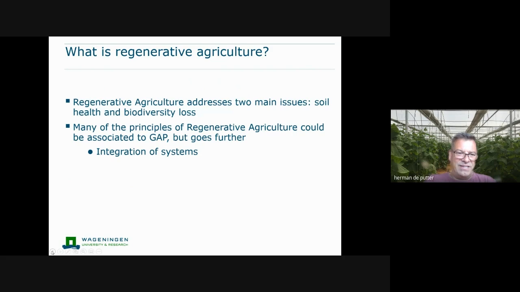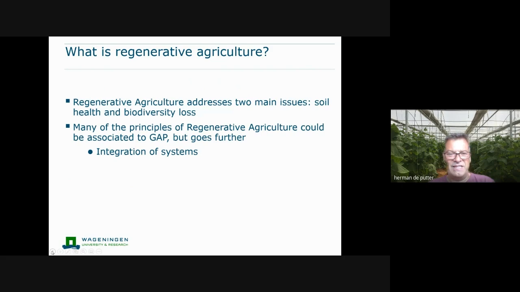So to summarize the previous definition, regenerative agriculture addresses two main issues: soil health and biodiversity loss. But if you look at what is already done worldwide, many of the principles could already be associated with good agricultural practices. But it goes further, since it's not only looking at one type of farming and building on the current farm systems, but rethinks the whole system and also looks at how we can integrate the system again. Because over time, farming has been separated.